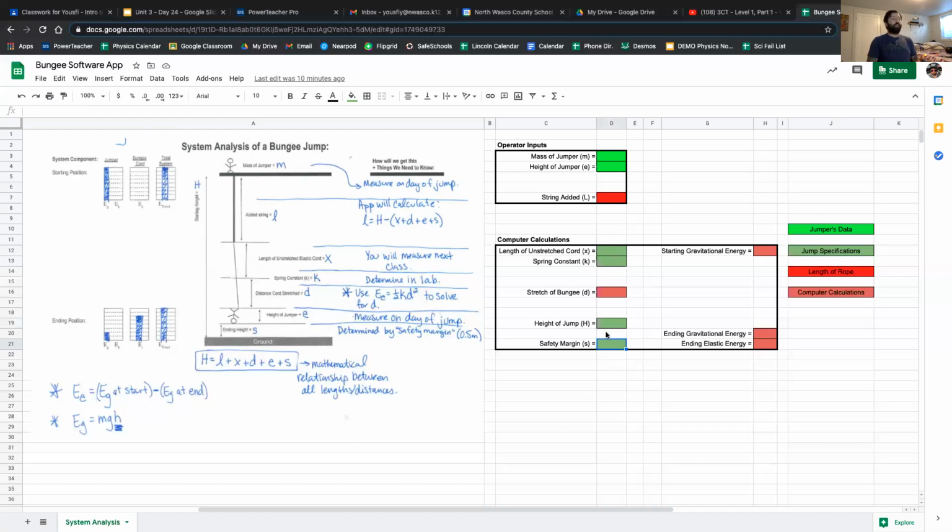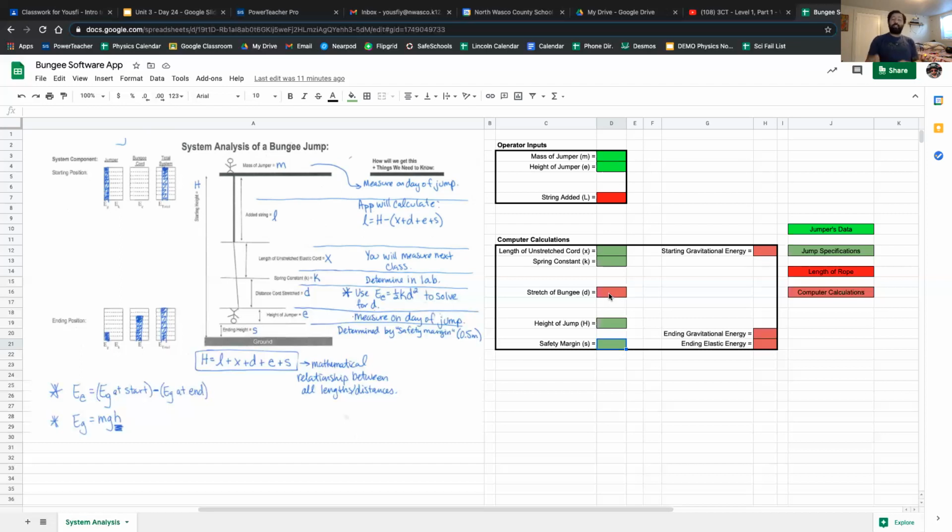You're not going to change their safety margin, which we want to make a nice 0.5 meters. The bungee spring constant is not going to change. And the length of the bungee cord unstretched will not change either. Those are specifications about the jump that we're going to keep the same for every jumper that wants to ride.